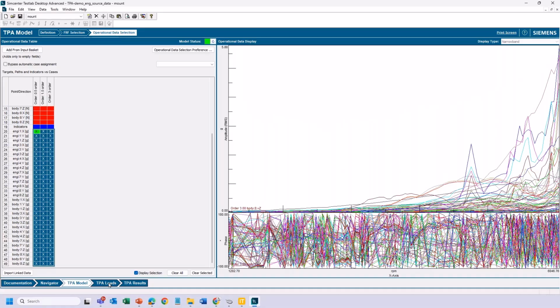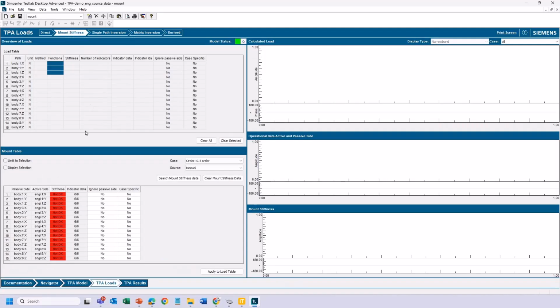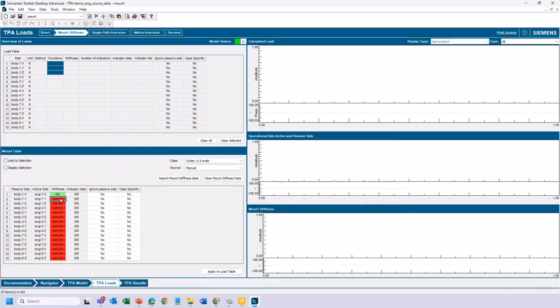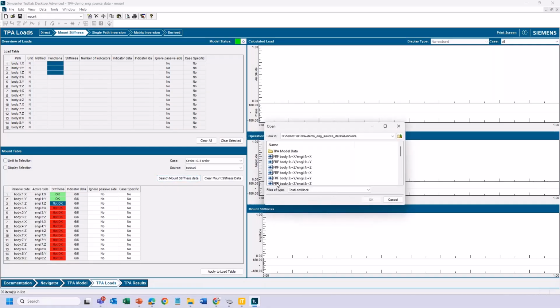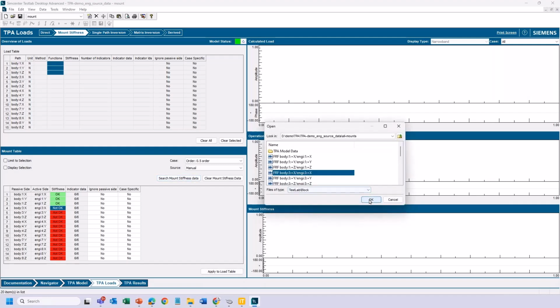And now when I go to TPA loads, which of these methods will I pick in order to do my force calculations? We're doing mount stiffness. We got the active and the passive sides. And it's telling me I haven't defined my mount stiffness yet. I actually have to go in here and I can go into the mounts directory and grab the mount data. In this case it's a kind of manual process. I want to connect 1Z to 1Z. I can grab the 1Z to 1Z mount, again based on the names, and then connect it all up.